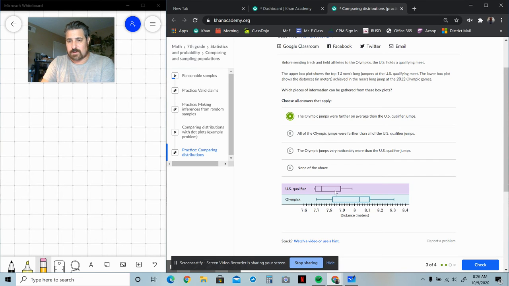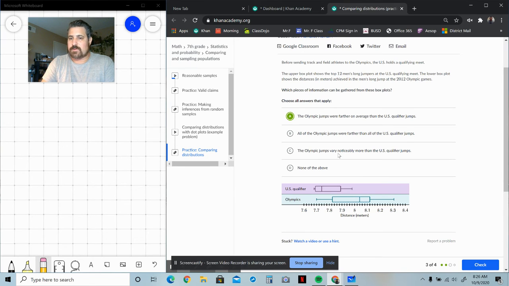There's a lot of U.S. qualifier jumps here that are longer than some of these Olympic jumps. Like all these Olympic jumps over here that fall in this range are going to be less than this qualifier jump right there. So that qualifier maximum length is definitely better than some of these Olympic jumps. So all of the Olympic jumps were farther than all of the U.S. qualifier jumps. That's not true.